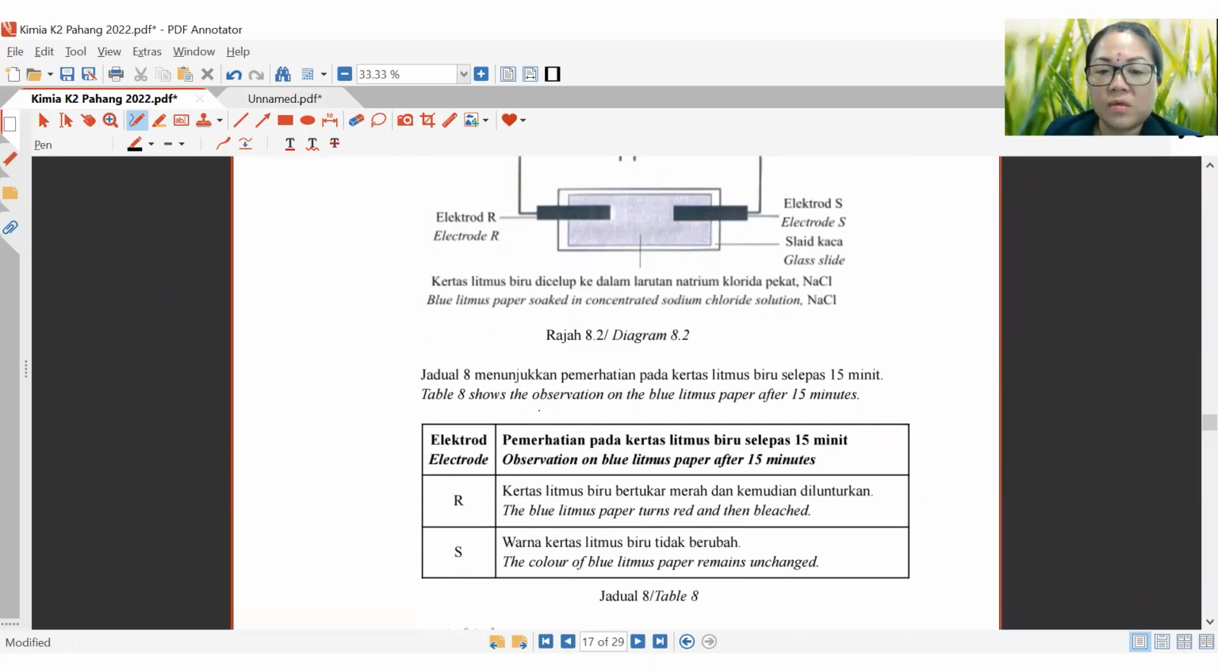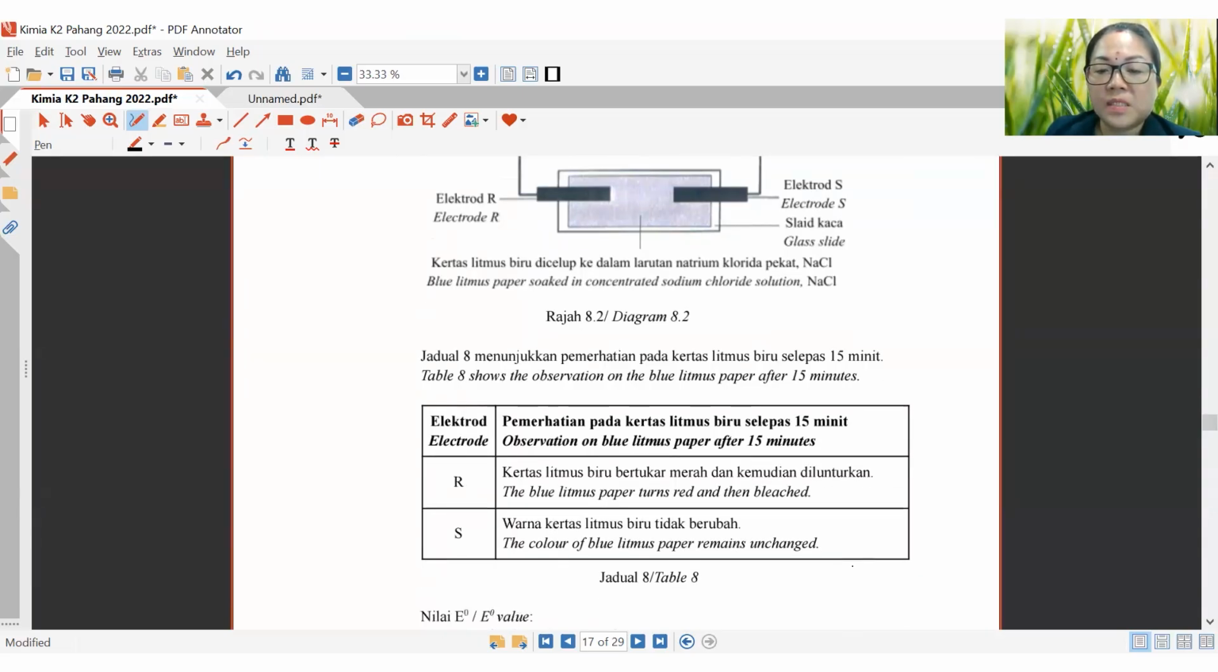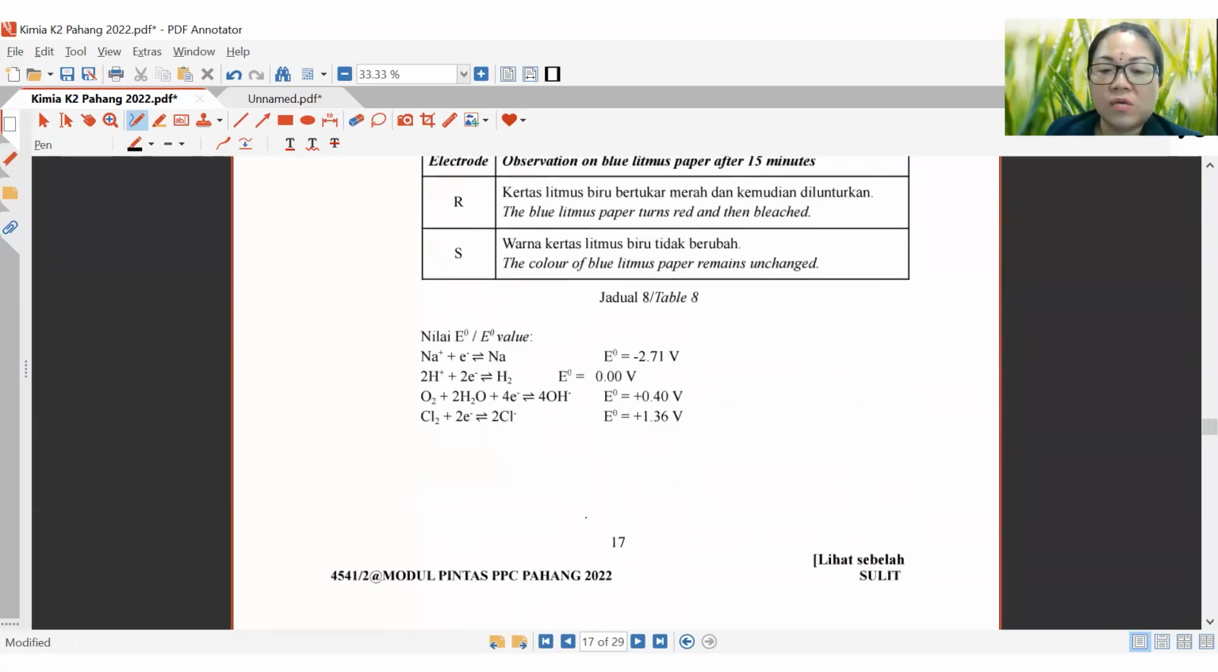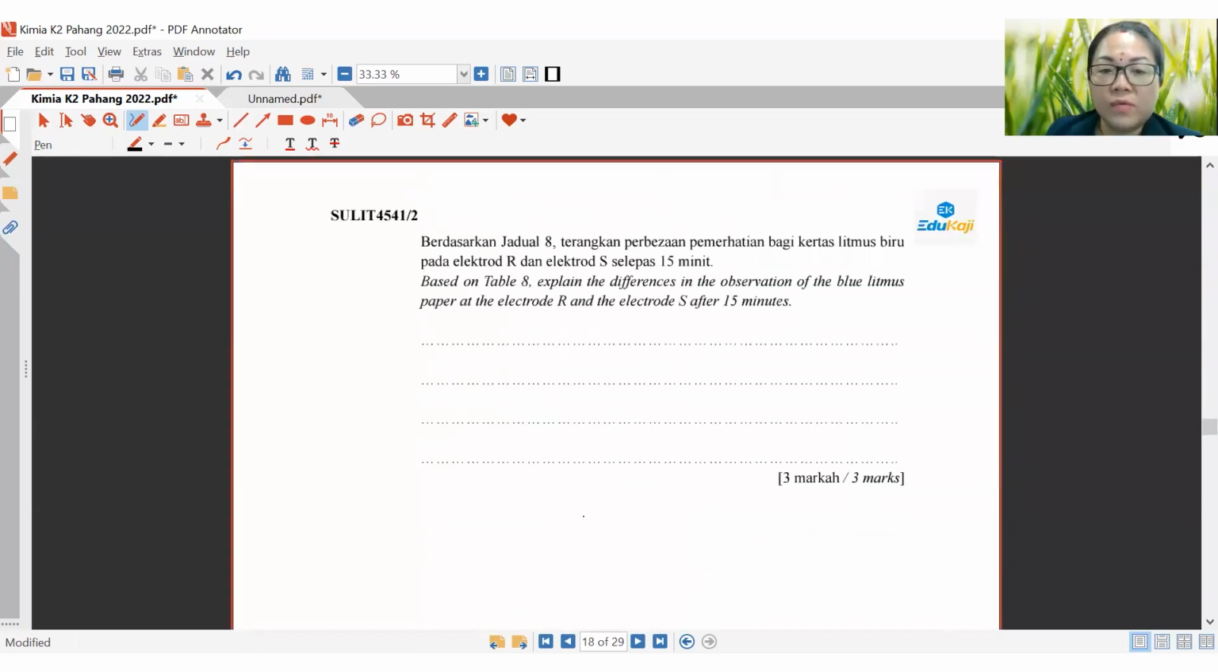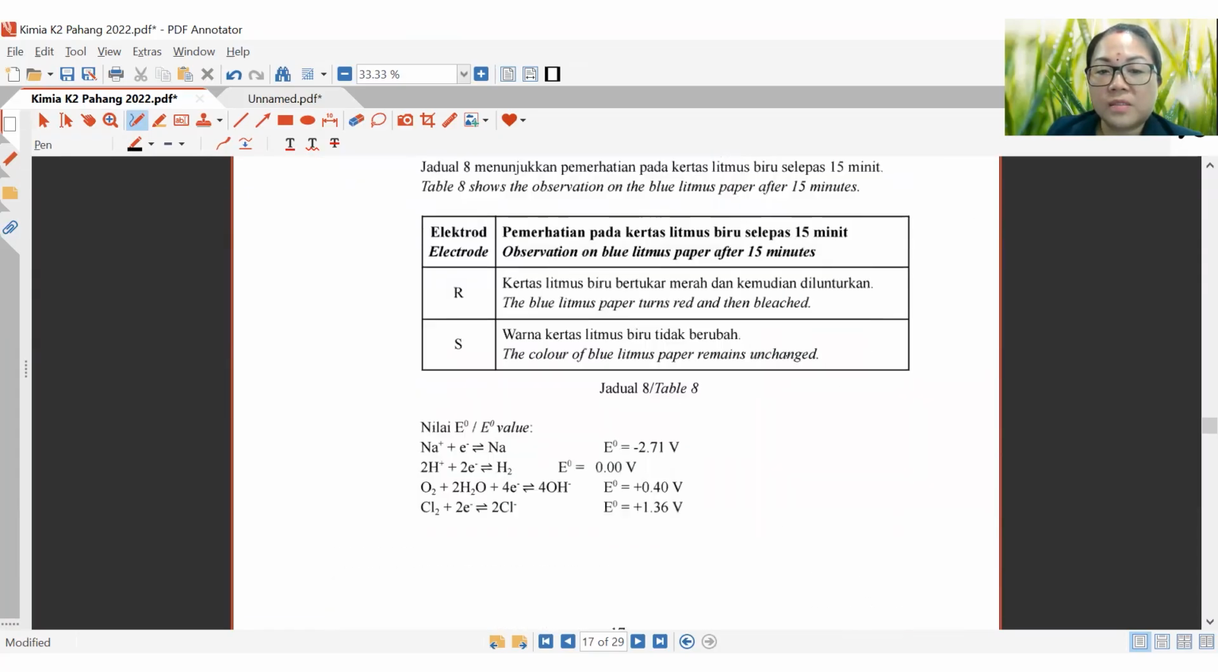Table 8 shows the observation on the blue litmus paper after 15 minutes. Electrode R, the blue litmus paper turns red and then bleached. S, the color of blue litmus paper remains unchanged. So these are all the E0 value. Okay. Based on table 8, explain the differences in the observation of the blue litmus paper at the electrode R and the electrode S after 15 minutes.